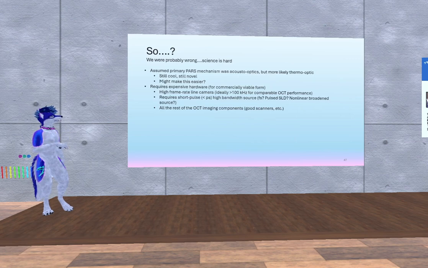The other thing is we never built this thing. We had a couple of projects try to start building it, but it's hard and it's expensive, right?